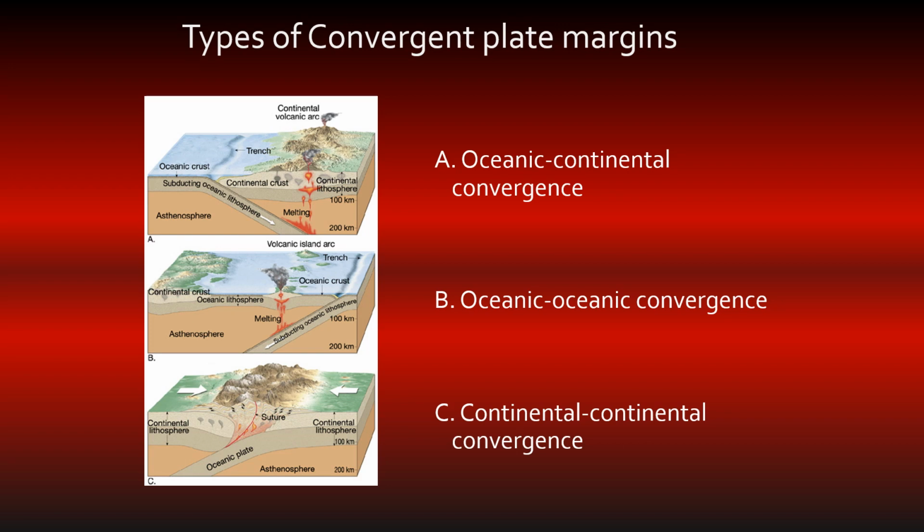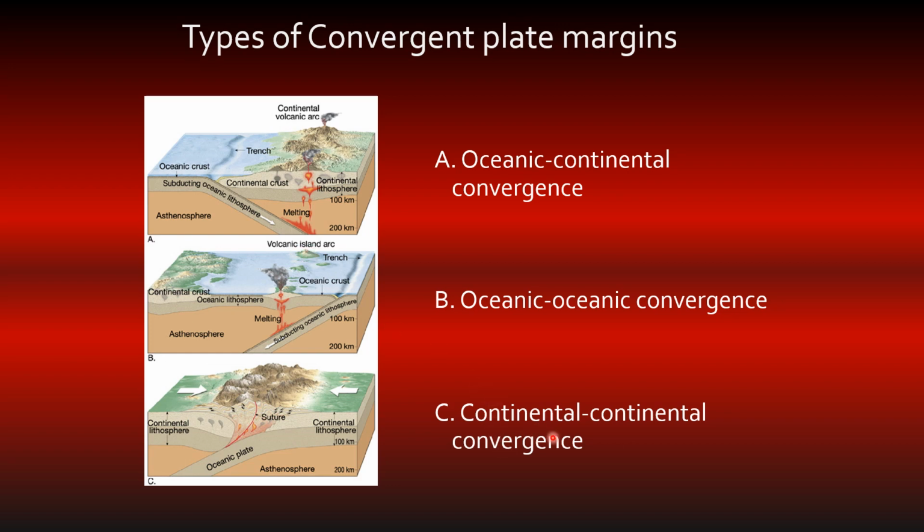So the three types of convergent boundaries are oceanic to continental, which I just showed you on the last slide. Oceanic to oceanic, that's where two oceanic plates run into each other, and one will be denser than the other, and thus it will subduct below the other. And that also produces that same melting. And here we get another kind of volcanic arc called an oceanic volcanic arc, sometimes called a volcanic island arc.